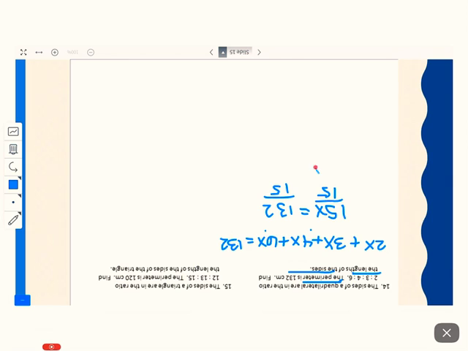Dividing everything by 15, we get x is equal to 8.8. But the problem is that x doesn't really represent the length of a side. x represents the ratio of the length of the side. So when it says find the lengths of the sides, you need to find 2x, 3x, 4x, and 6x.